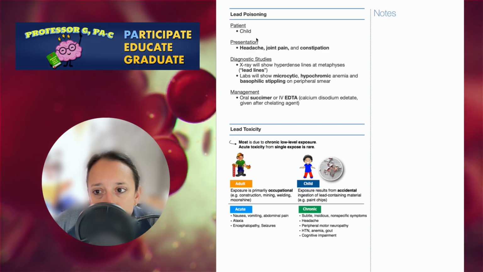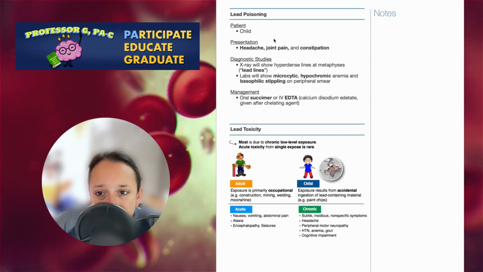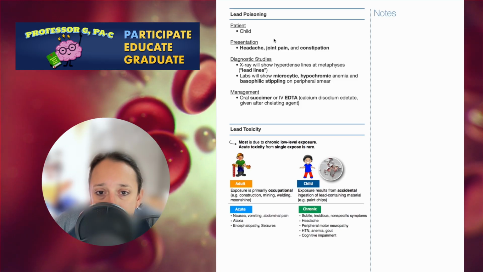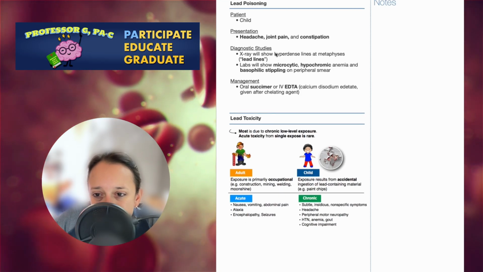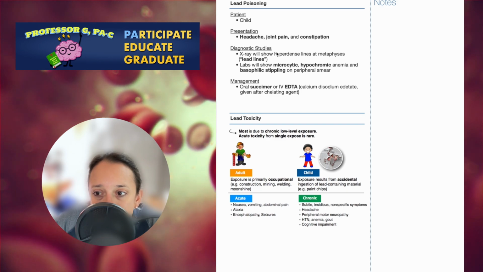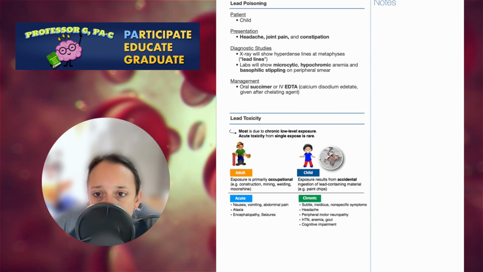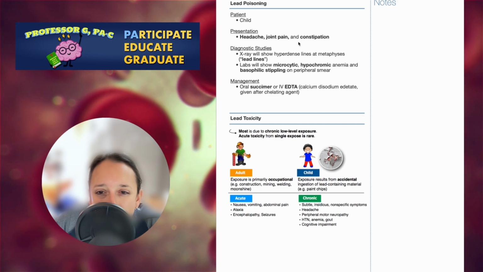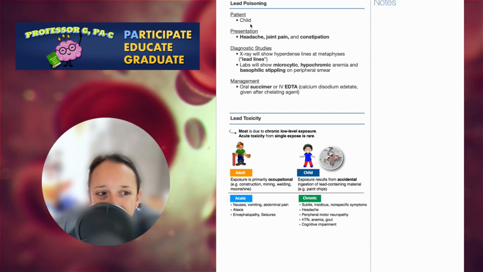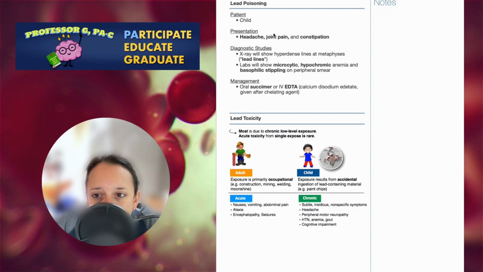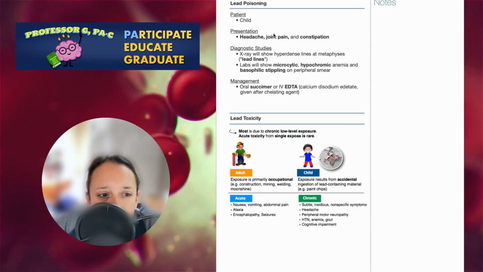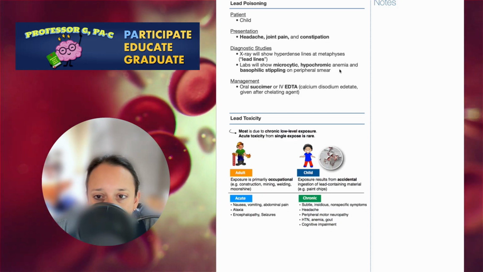It's most common in children exposed to lead-based paints in older homes or contaminated water or soil. The presentation can really vary by age, but in kids, we have some developmental delays, learning problems, behavioral changes. In adults, they often get abdominal pain, constipation, headaches, and neurological symptoms like peripheral neuropathy. And classically, we see a wrist drop or a foot drop.